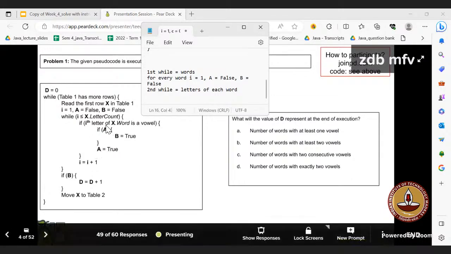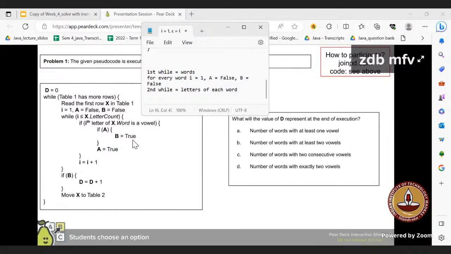That's why even after seeing the fifth vowel, if A condition is satisfied, B equal to true will happen. So B also, once you set it to true, are you making it false? No, you are not making it false. For every word, once B is set to true, it is not made false. So B is set to true when you see two vowels, vowel after vowel. Then only you will make it true. If not, it won't be.